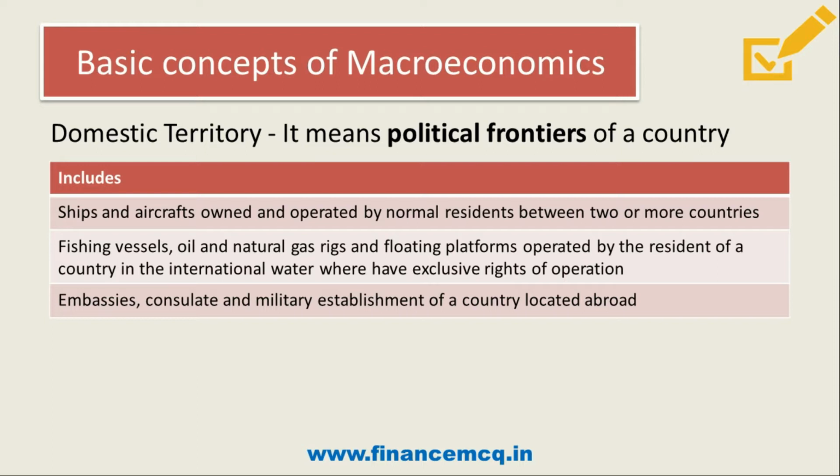operated by the normal residents between two or more countries, fishing vessels, oil and natural gas rigs, and floating platforms operated by a resident of a country in international waters, where they have exclusive right of operations, and embassies, consulates and military establishments of a country located abroad. So all these things will be considered in the definition of a domestic territory.